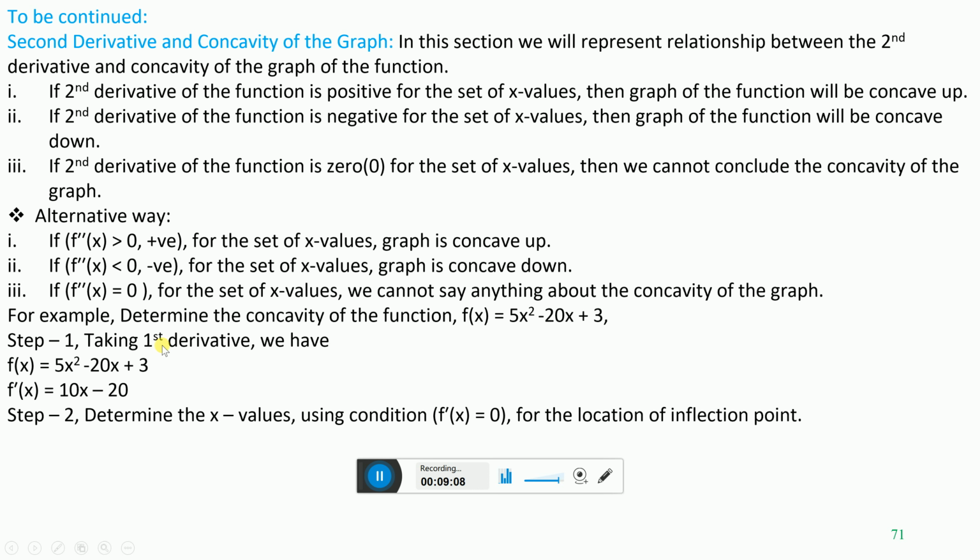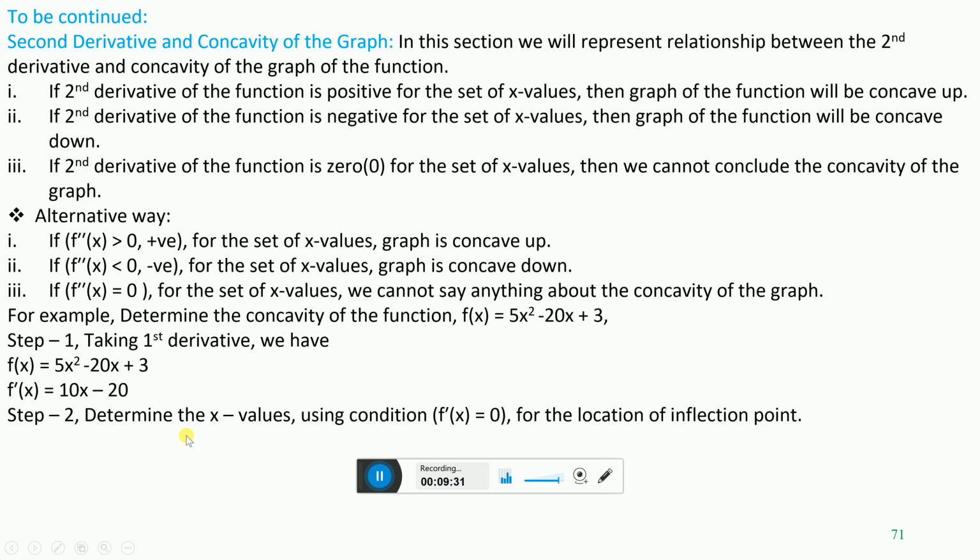So step 1, taking the first derivative we have. This is the function f of x equals 5x squared minus 20x plus 3. f prime of x is equal to 10x minus 20. I take the derivative directly. Now we do not have x values, so how can we examine concavity? We need x values. How can we find them?